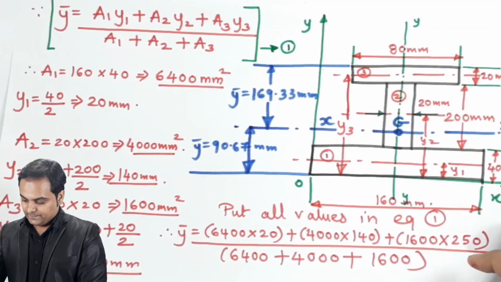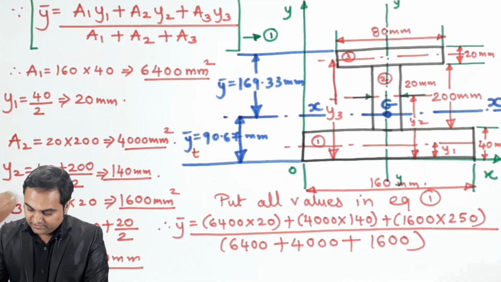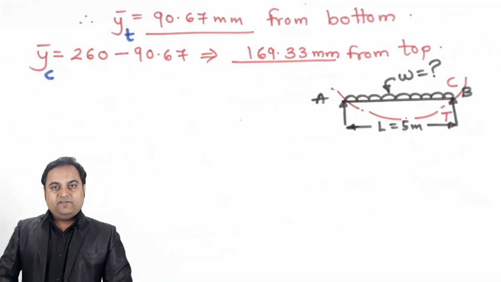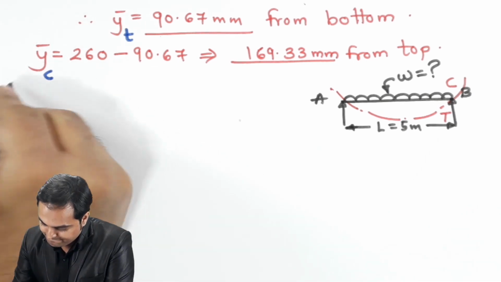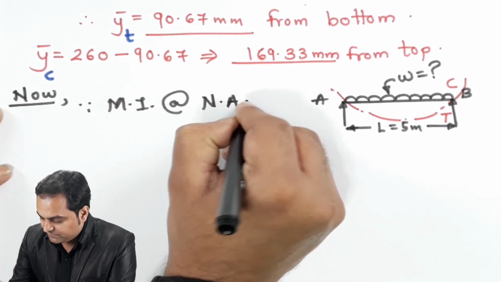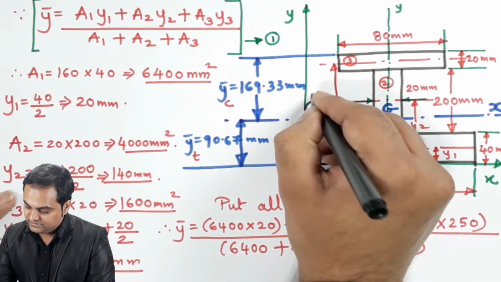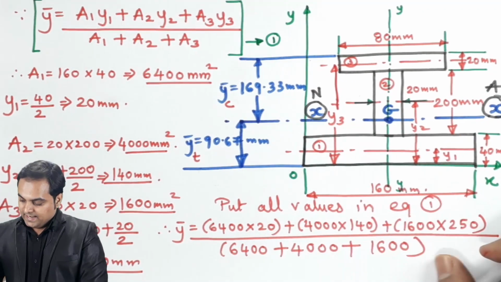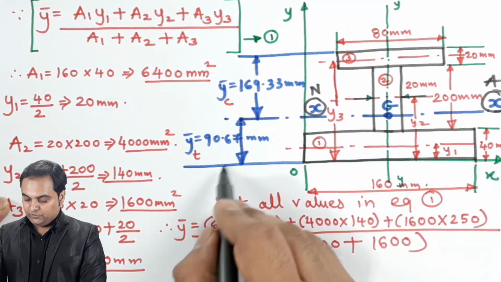So denoting it here, this is the YT value, and here we have the YC value. Now after getting the y value, the next step would be to get the moment of inertia for this complete I section. Since the MI is about the neutral axis, which is nothing but the x-axis for the complete system, we need to find this. The same x-axis is the neutral axis, so about it we have to find the moment of inertia.